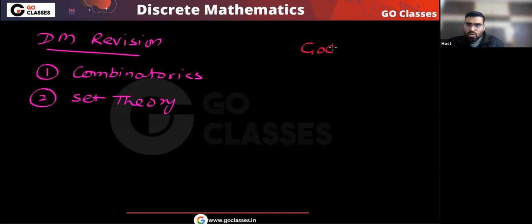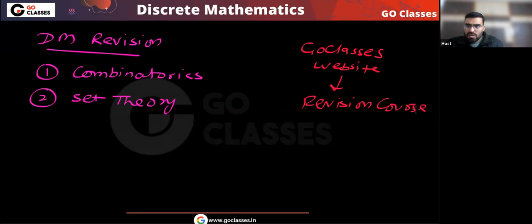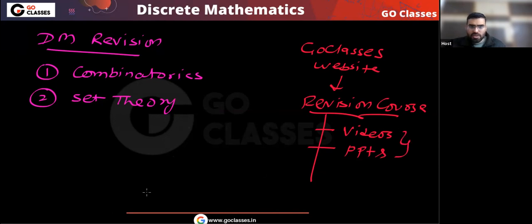On the GO Classes website you can see there is a revision course. In this revision course you can access these videos and the annotated PPTs. So you don't have to write anything. Just focus and understand everything. That's the point, because I'm going to touch every topic of combinatorics and every topic of set theory. That is the target.